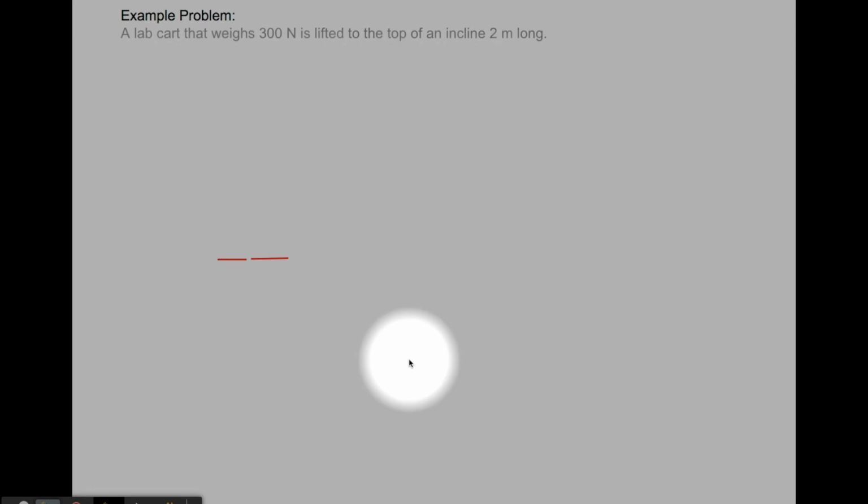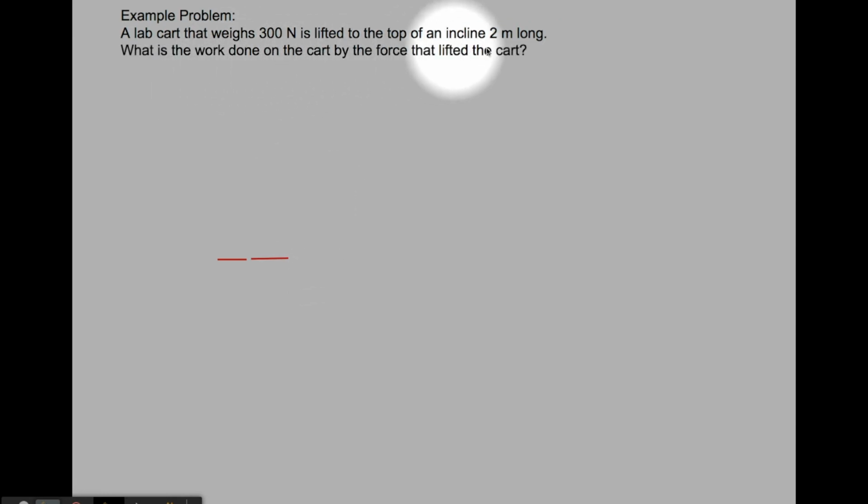So my example problem: a lab cart that weighs 300 newtons is lifted to the top of an incline 2 meters long. What is the work done by the cart? The first thing we do is identify our variables. So this is a force, right? You could say F sub g, if you want to be more precise on this. The distance or displacement is 2 meters long. What is the work done by the cart?